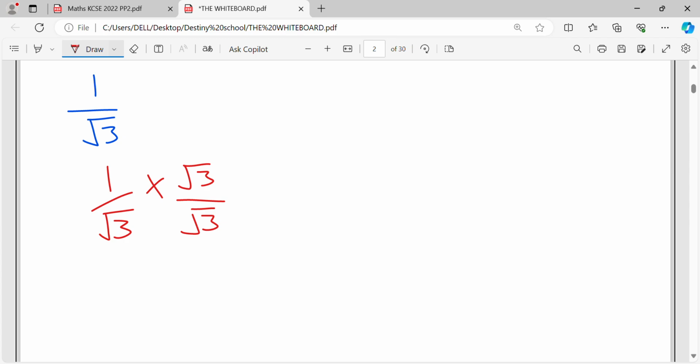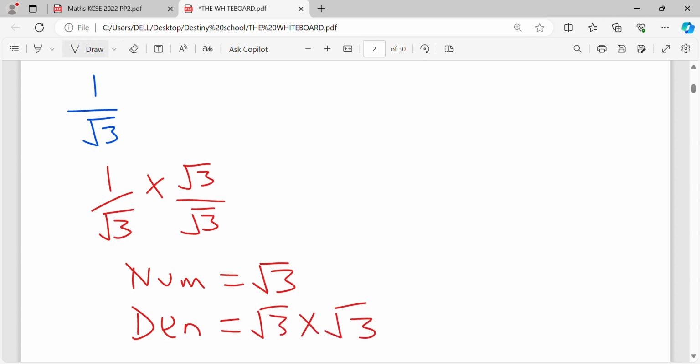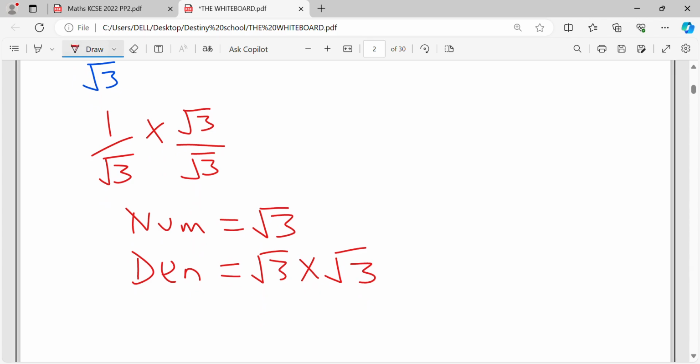So let's start with the numerator. The numerator is what is on the upper side. It is 1 times root 3. Remember, in mathematics, 1 times anything always remains the way it is. So on the numerator we just have root 3, because 1 times root 3 is just the way it is.